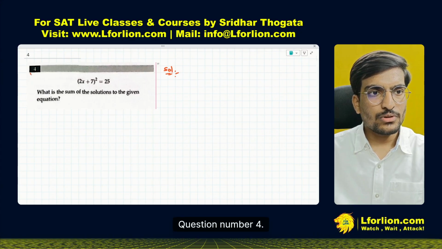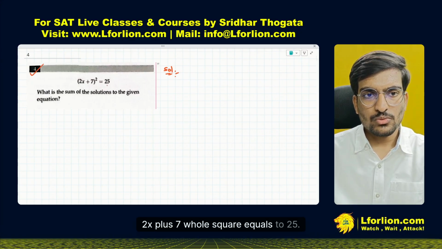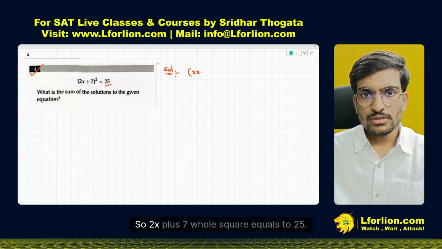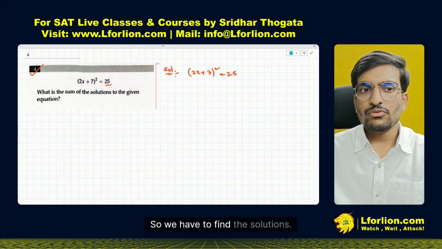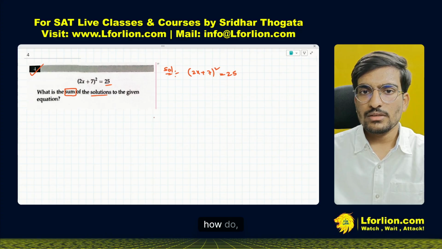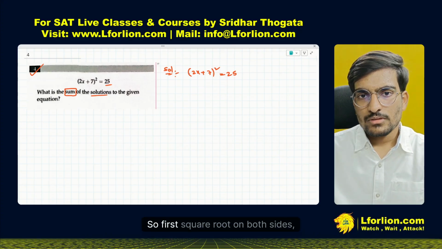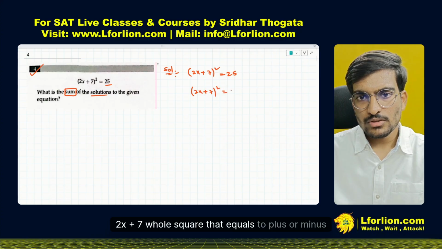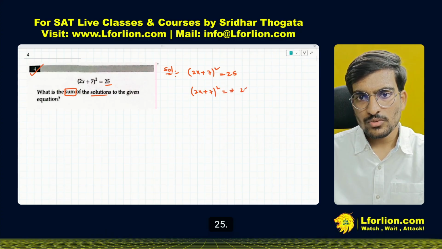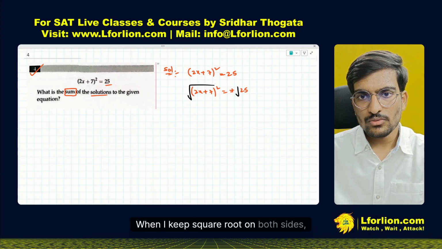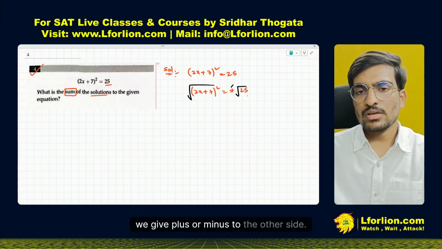Question number 4. 2x plus 7 whole squared equals 25. What is the sum of the solutions to the given equation? So 2x plus 7 whole squared equals 25. So we have to find the solutions, then we need to sum them up. So how do we get that? First, square root on both sides. I'm going to add root on both sides. When I keep square root on both sides, we give plus or minus to the other side.